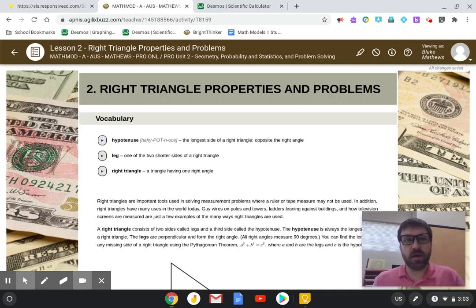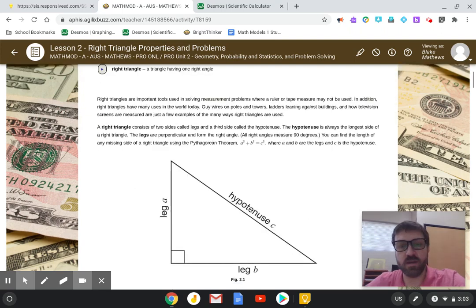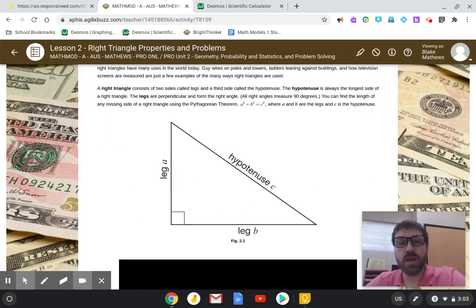All right, this is the Math Models Unit 2 Lesson 2 video. This lesson can be summarized as basically the Pythagorean theorem. So that's what this entire lesson is hinging on, is you understanding the Pythagorean theorem. So first things first, we need to get some terminology out of the way.